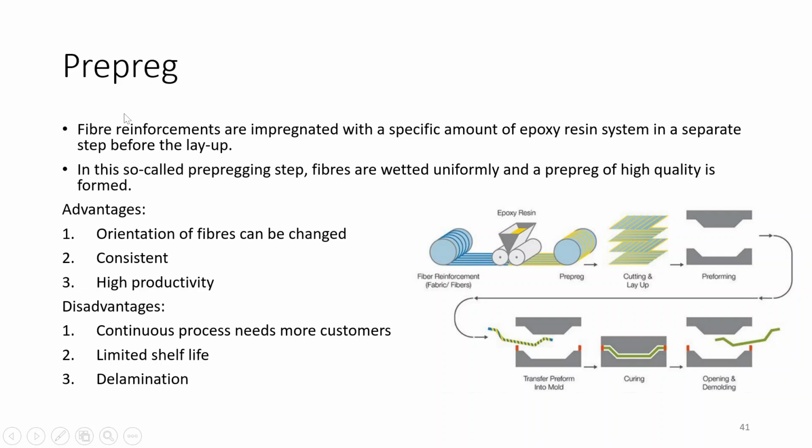Next is the pre-preg process. In this case, the fiber reinforcements are impregnated with a specific amount of epoxy resin system in a separate step before the layup. In this so-called pre-pregging step, fibers are wetted uniformly and pre-preg of high quality is formed. Advantages include orientation of fibers can be changed, consistency, and high productivity. Disadvantages include a continuous process which needs more customers, limited shelf life and delamination.